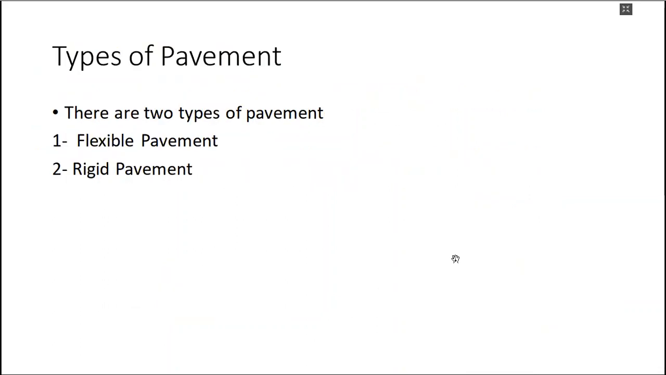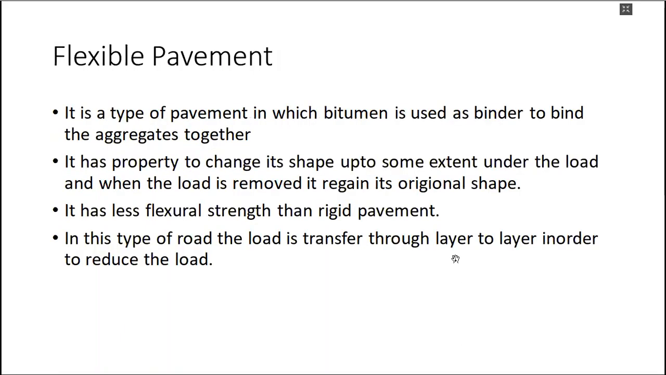There are two basic types of pavement, which are the flexible pavement and the rigid pavement. So what is a flexible pavement? Flexible pavement is a type of pavement in which we use bitumen as a binder material. We use bitumen in order to stick or bind the aggregates together in order to make a strong, hard surface on which the vehicles can move.